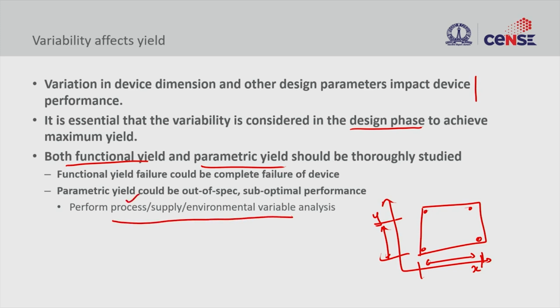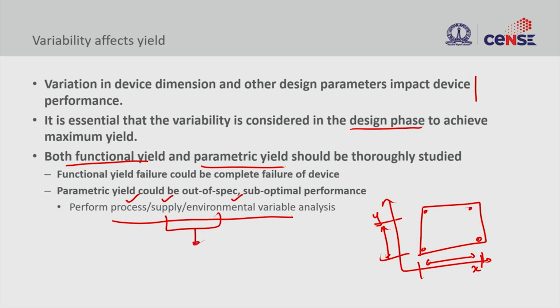So in that case also you need to do an analysis of these three important factors. Process, right? What is the process variation? What about the supply variation? This could be voltage variation or input power, right, variation, and then the environmental variation. What happens if the temperature varies? Mostly you do this analysis, right?